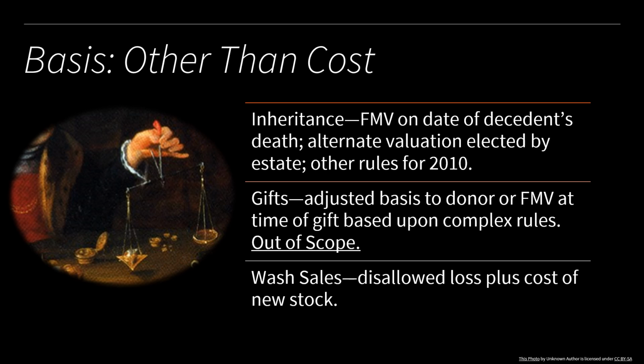So in the case of a wash sale, the basis of the newly purchased stock is its cost plus the disallowed loss. And what that does is it just pushes off the loss down the road until that taxpayer sells that property for good, essentially.